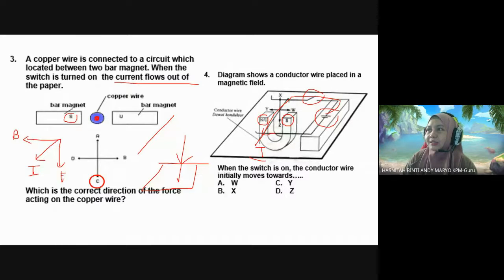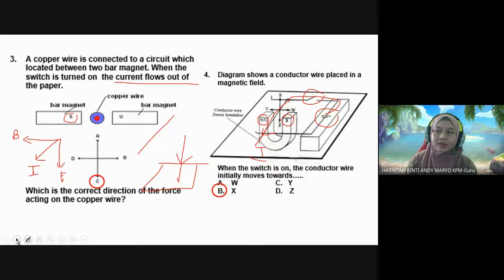So if you place your fingers, thumb pointing to the south, middle finger pointing outwards, your thumb will be pointing upwards in the direction of X. Yes, very good. Whoever answered X is correct, X. Okay, that is number 4. Did you get it all, students? Number 4, the conductor will move to the direction of X, which is upwards.